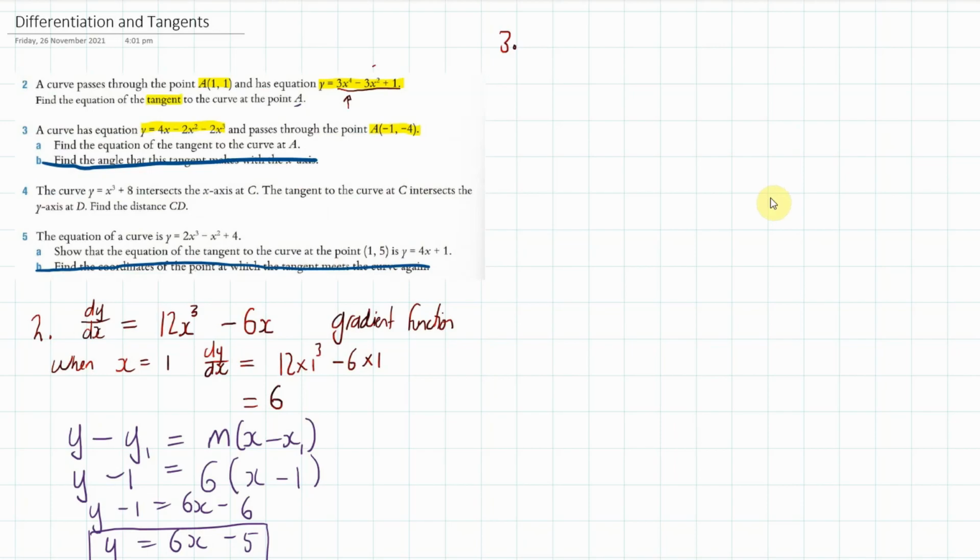Shouldn't be too hard. We'll first of all find the gradient function. So I want you to have a quick think about that. We're looking at this. What's the gradient function going to be? Write it down now. I'll give you 15 seconds to do that.